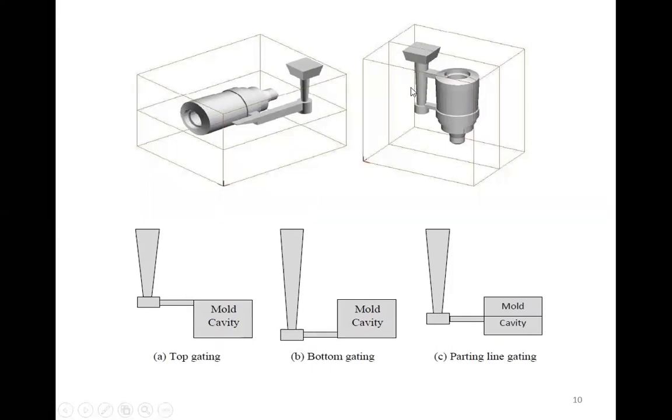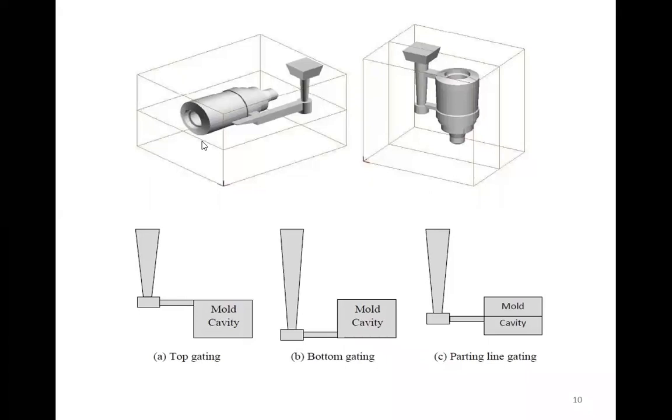The third one is parting line gating. Parting line gating is nothing but, think of a cope and a drag. It is in between. The gating system will be in the drag part. Most of the things we do in our college use the parting line gating system, because we place the drag with the gating part, and over that the cope is placed. This is the third one which we will follow in the college.